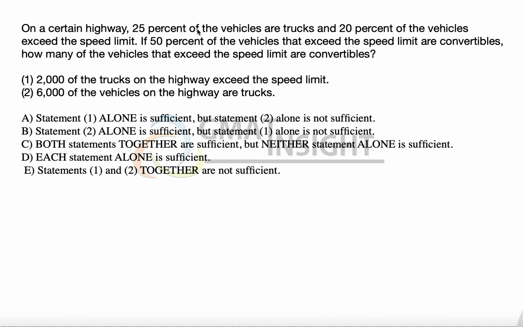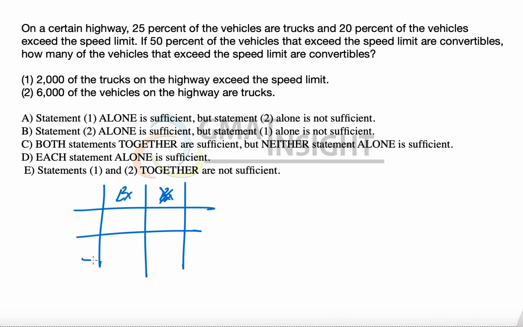On a certain highway, 25% of the vehicles are trucks and 20% of the vehicles exceed the speed limit. So we are talking about several vehicles exceeding the speed limit and several vehicles not exceeding the speed limit. And this is the first information that we have. Some of them are trucks.